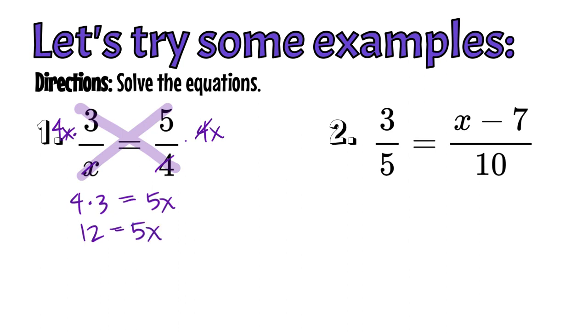And then to isolate x, we want to divide both sides by 5. On the left, we get 12 over 5, and on the right, we get x. So the solution to this equation is 12 over 5.